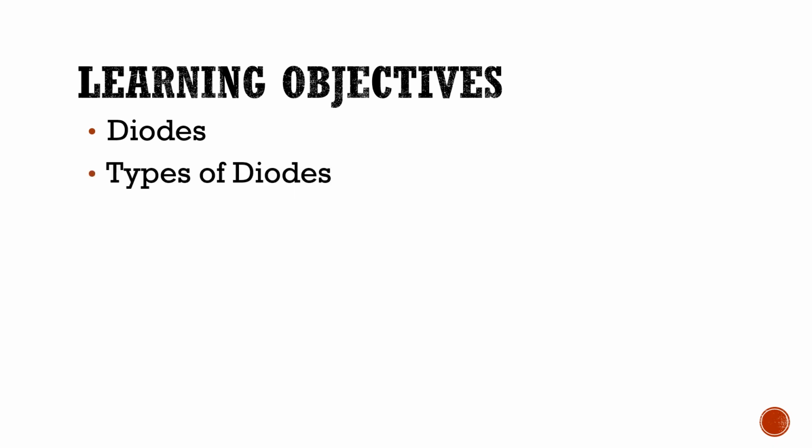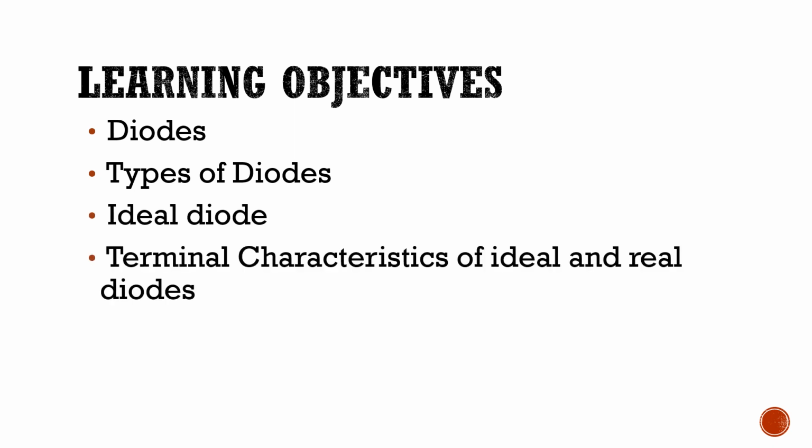Now, what are the learning objectives of this lecture? In this lecture, you will study diodes and types of diodes. You will also understand what an ideal diode is and what the terminal characteristics of ideal and real diodes are.